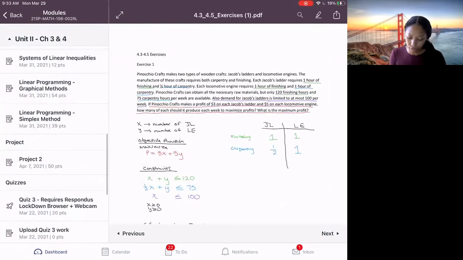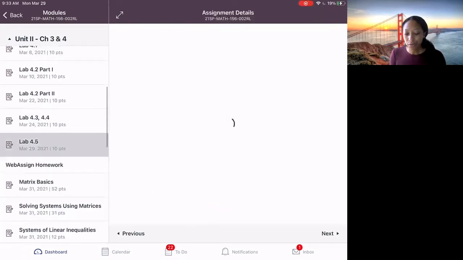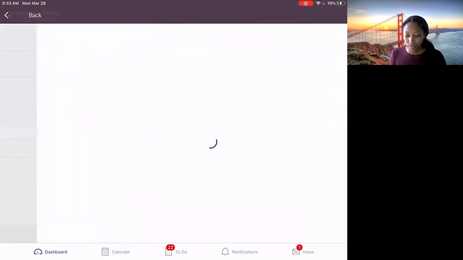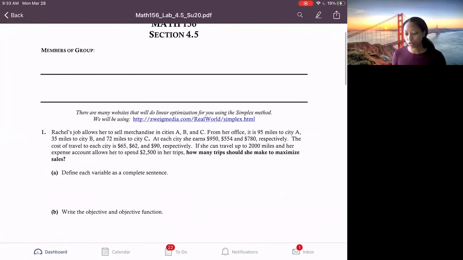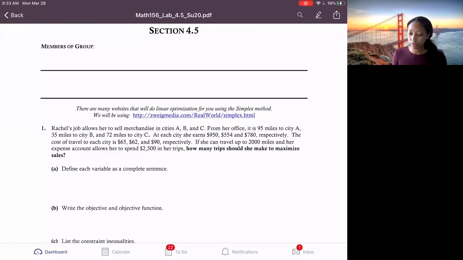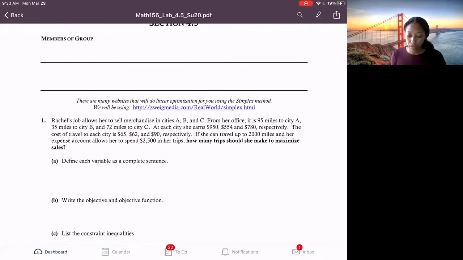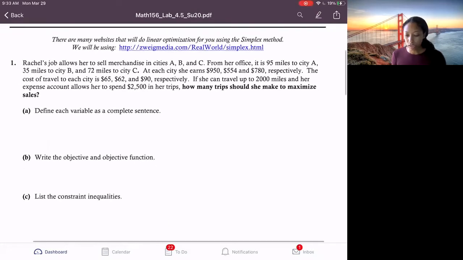Oh no, I'm on the wrong thing. We're on lab 4.5. We only have a few more minutes left. We won't be able to finish the whole thing. Again, there's a link for the Simplex method solver at the top of the lab. You can use it again.